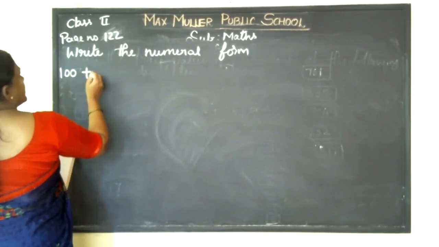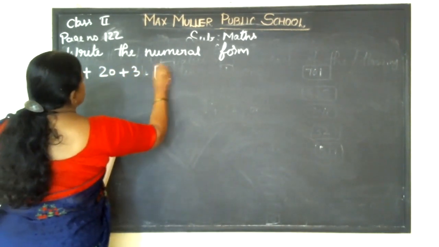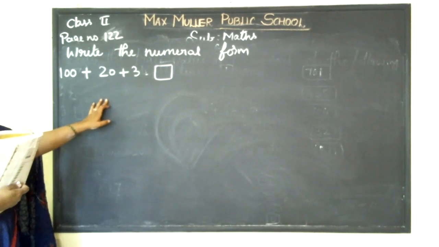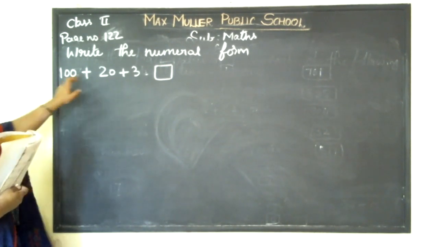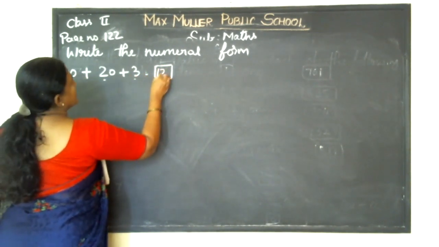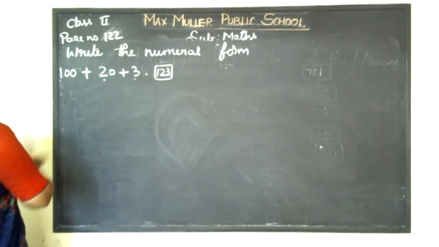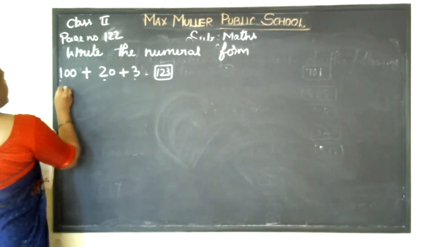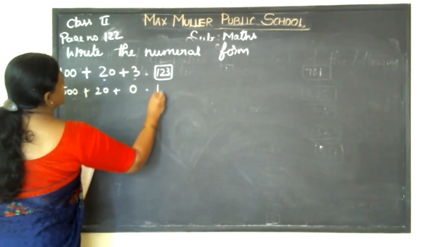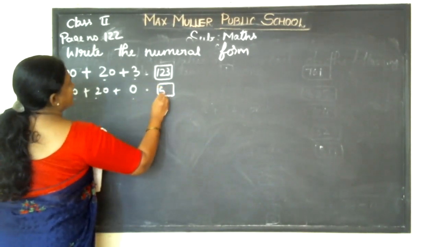Write the numeral form: 100 plus 20 plus 3 equals to what? Last time, what we did, hundreds they wrote in the words, no children. Now in the numbers they given 100 plus 20 plus 3. How will we write here? Only this number we will take here. 123. This number will take here and write 123. Second one, 500 plus 20 plus 0. So in this, which number will we take? 520.